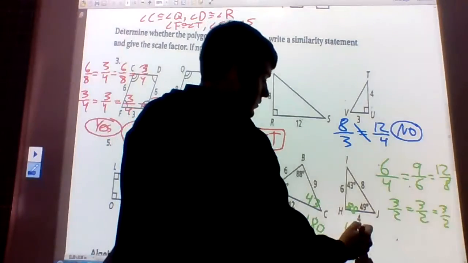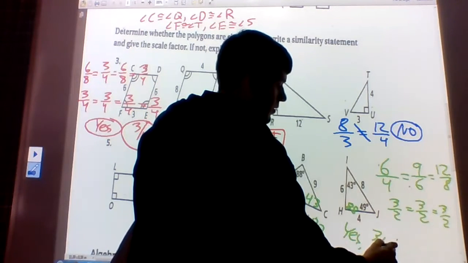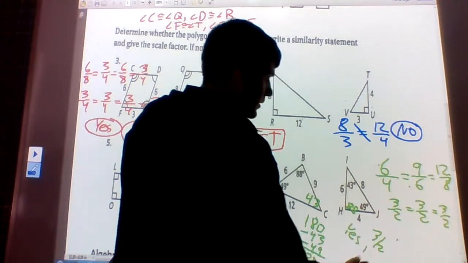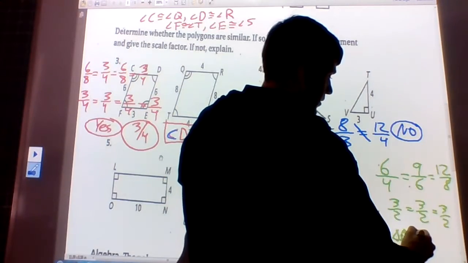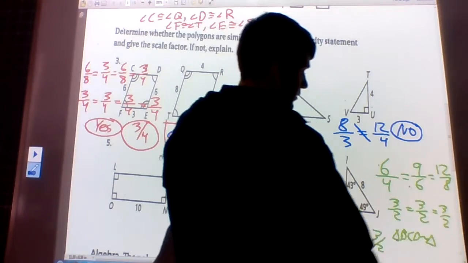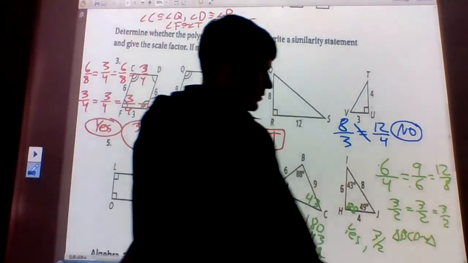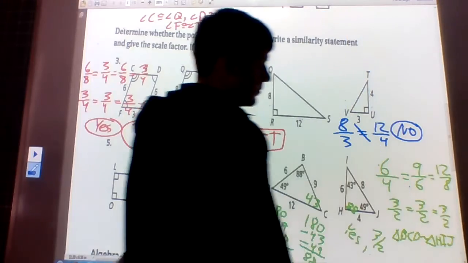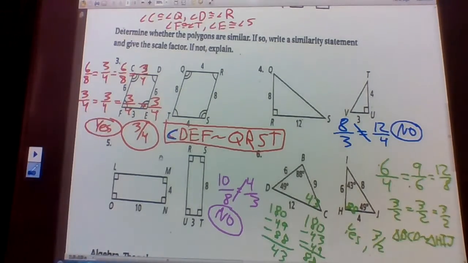So these are similar, yes. Scale factor is 1.5 or 3 over 2. You could also put 2 over 3. And then your similarity statement. So how about BCD? Triangle BCD is similar to triangle HIJ. So triangle BCD is similar to triangle HIJ. Let's go to the next set of problems.